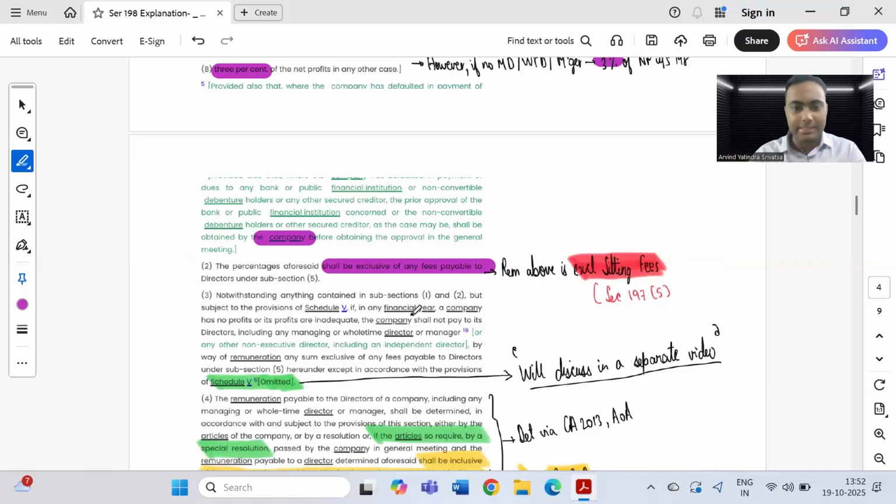Notwithstanding anything contained in subsection 1 and 2, but subject to the provisions of Schedule 5, if in any financial year a company has no profits or its profits are inadequate, the company shall not pay to its directors, by way of remuneration, except in accordance with Schedule 5. So basically, Schedule 5 talks about a concept called effective capital, where it says that if your effective capital is less than 5 crore, you can pay a maximum of this amount per director per annum.